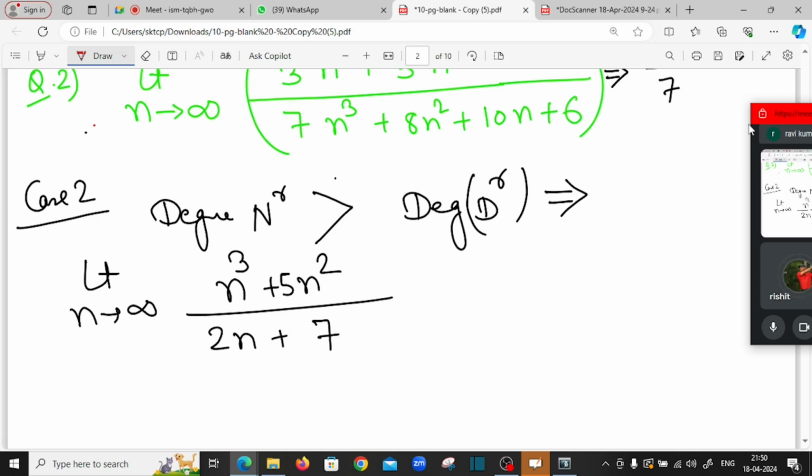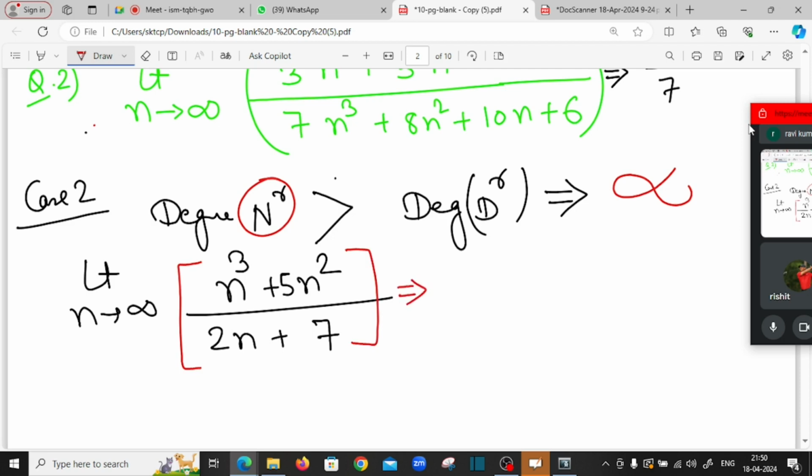Yes, in this case your answer will be infinity. If your denominator degree is high, then the degree of denominator is greater and the answer will be infinity. Let us see how, with an example.